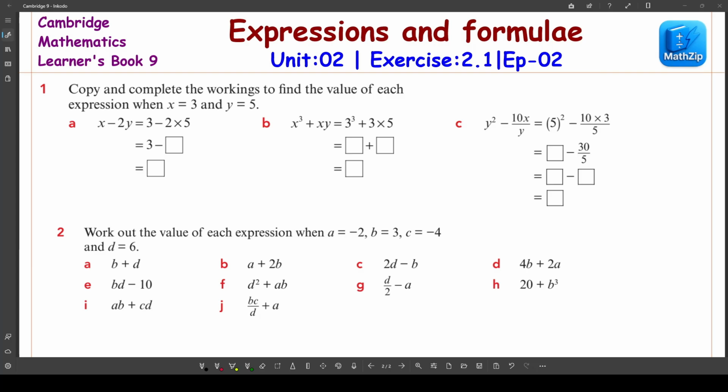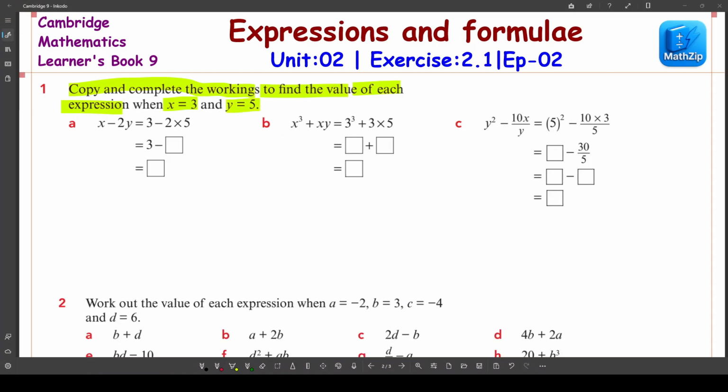But this is episode 2 of this unit. We are starting number 1, where it is mentioned: copy and complete the workings to find the value of each expression when x equals 3 and y equals 5. Let's start. We try to solve this one step by step.